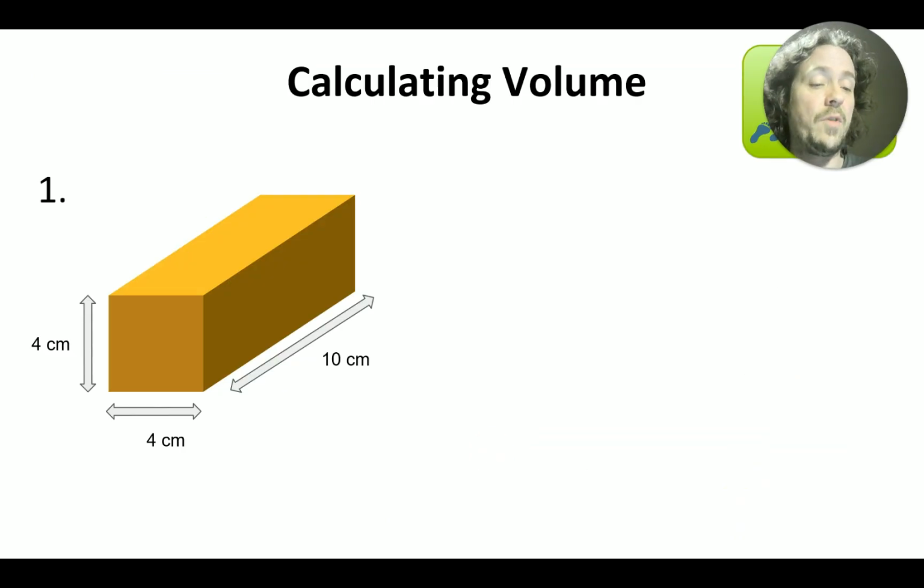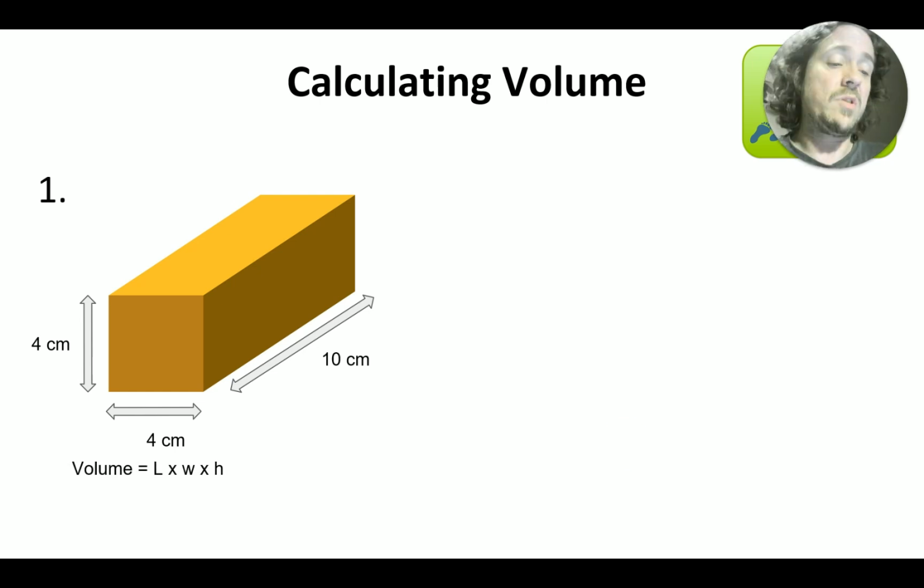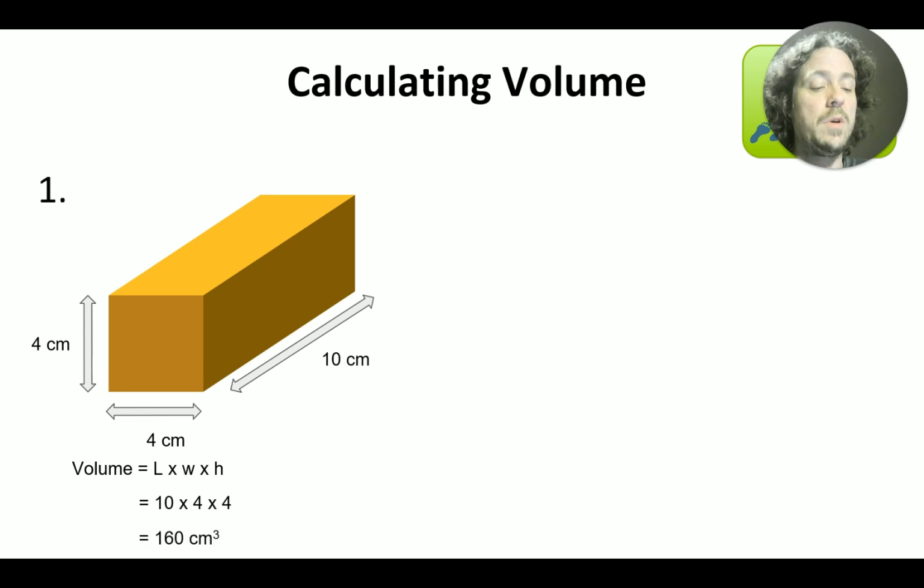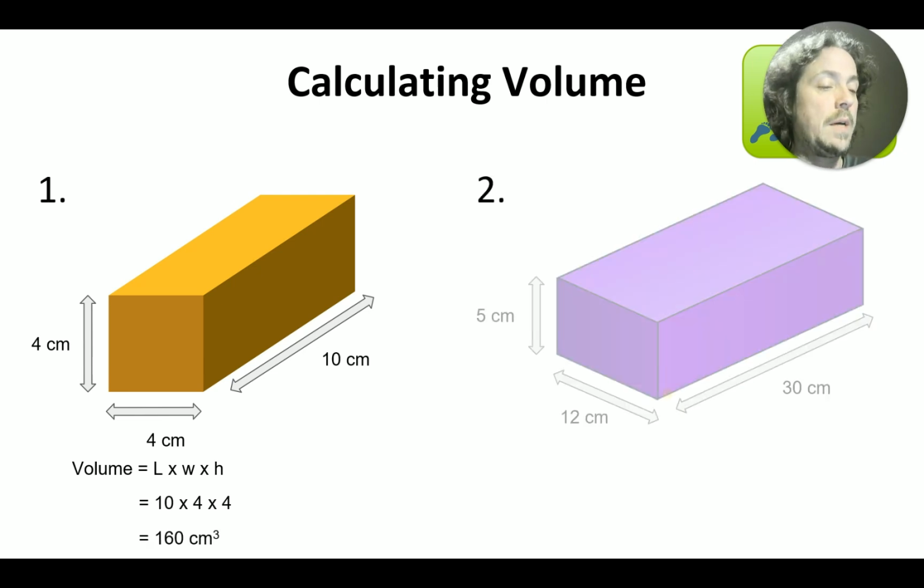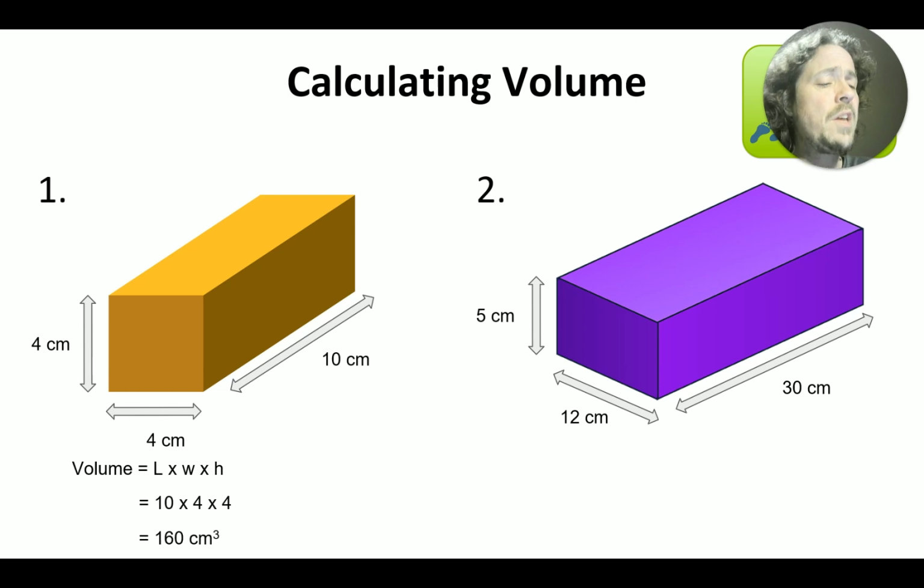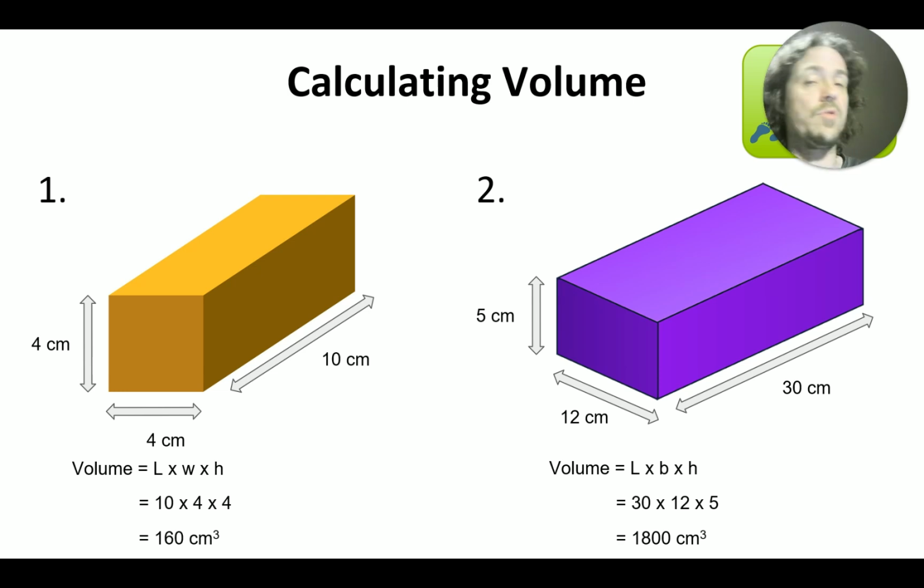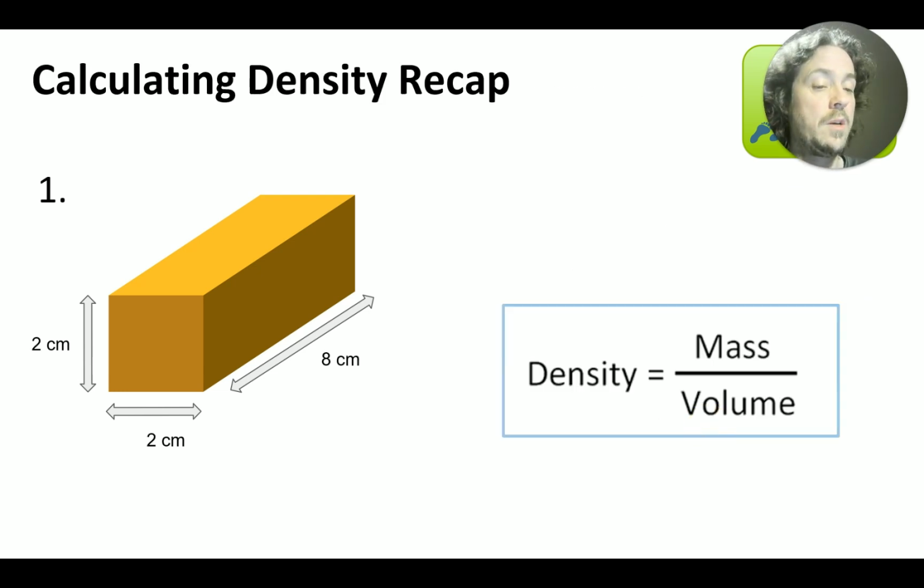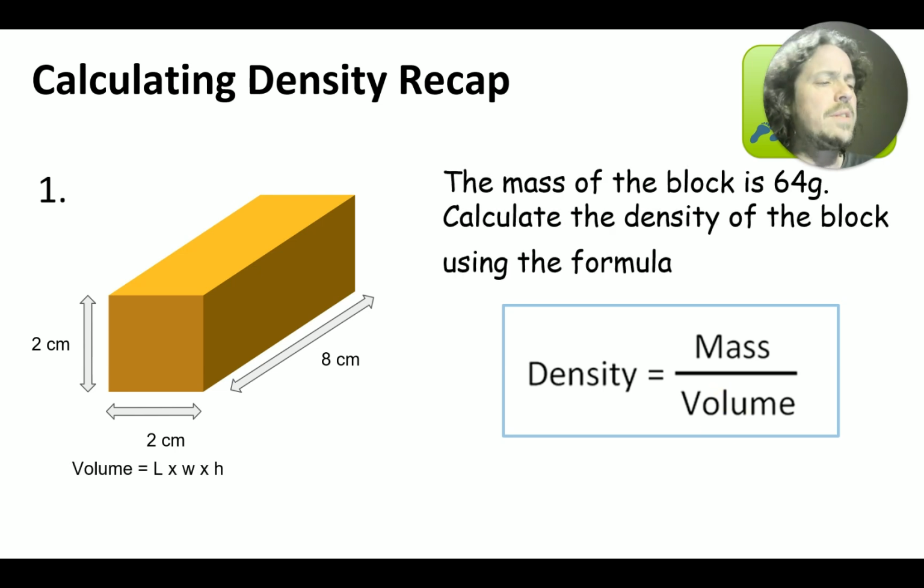Let's have a little look at calculating volume then, and you'll have done this in maths, I'm sure. So if I need to calculate the volume of an object, and I've got three dimensions, as in the case of a cuboid, then it's simply a case of multiplying the length times the width times the height, which in this case would be 10 times 4 times 4, 160 centimeters cubed. Another example here then, a different cuboid, but again, same principle, length times breadth times height, or width, as it was in the previous one, doesn't really matter. 30 times 12 times 5, 1,800 centimeters cubed.